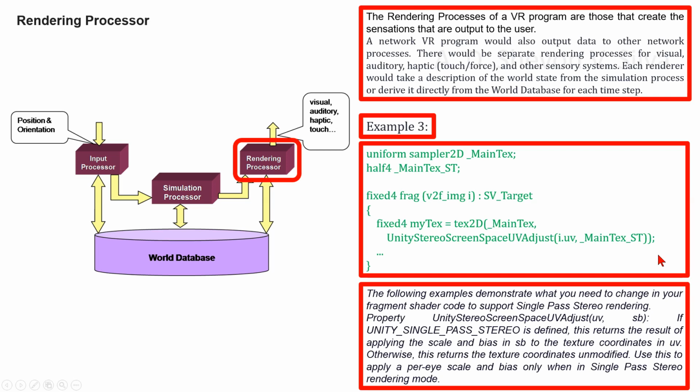Here you can see the property Unity stereo screen space UV adjust, UV SB. If Unity single pass stereo is defined, this returns the result of applying the scale and bias in the SB to the texture coordinate in UV. Otherwise, it returns the texture coordinate unmodified. Use this to apply a per eye scale and bias only in a single pass stereo rendering mode.